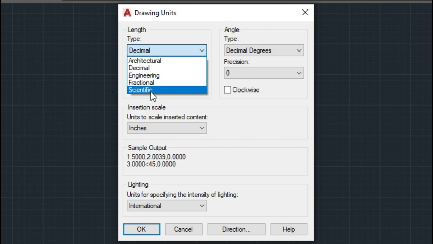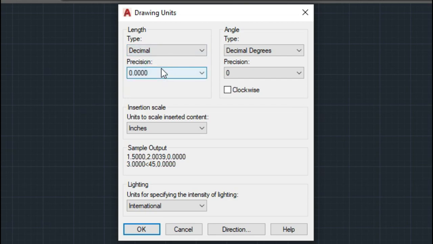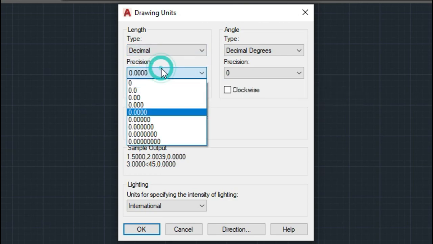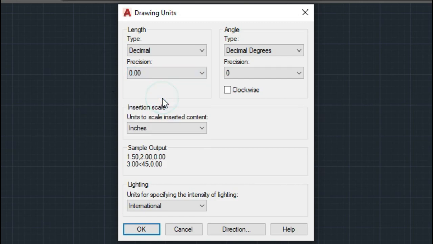In the length we can get various types like architectural, decimal, engineering, fractional, and scientific inputs. By default and in most of our drawings we use decimal inputs. So for the length we are keeping decimal inputs for the start. For precision we can get 0, 1 decimal point, 2 decimal point, 3 decimal point, 4 decimal point, likewise. As per our drawing or problem given, we can set up our precision. For the start we are giving 2 precision points.